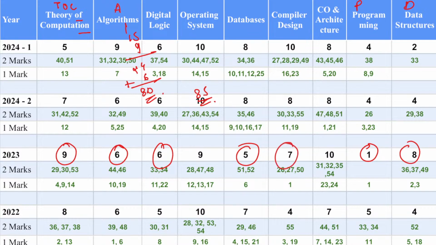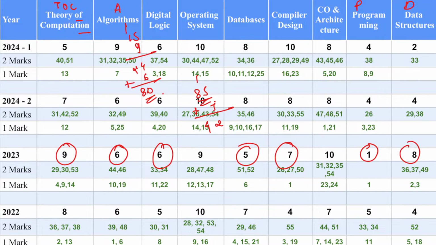See, compiler design is also one of the easiest ones. If you leave operating system, pick up compiler design. So plus 7 if you add, so 42 marks just by preparing this. And CO is also one of the tough ones. After that, computer networks is also tough.